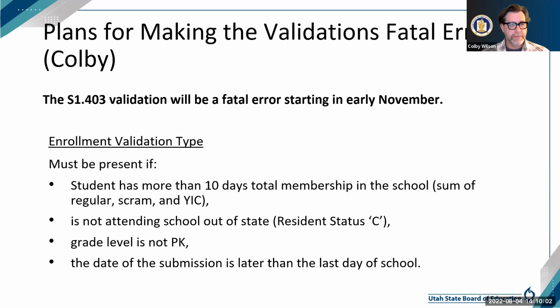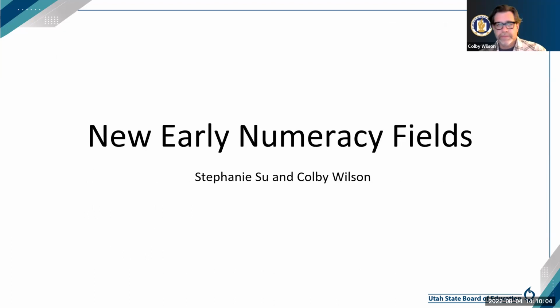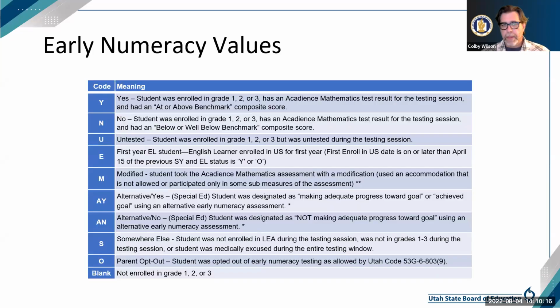Next slide. And now we're going to go on to the new early numeracy fields. Next slide. So the early numeracy values, these are them for grades 1 through 3. I think we have 9, and then there's a blank one for when they're not enrolled in 1, 2, or 3. Next slide.